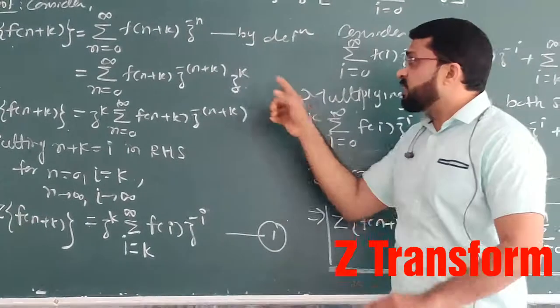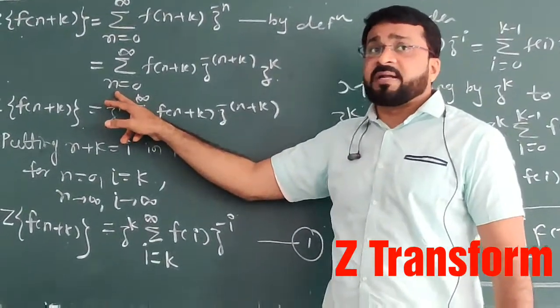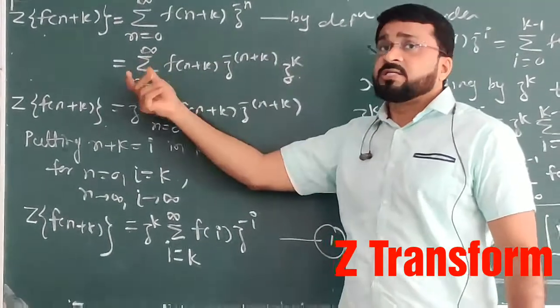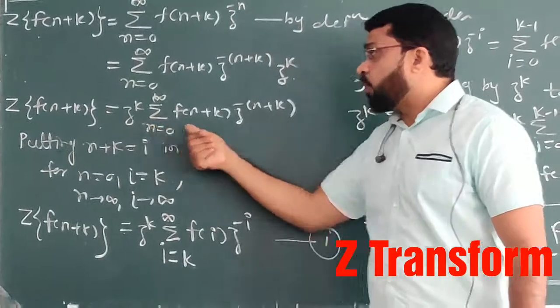ठीक है? Now this z to the power k is independent of n. So that's why we can take outside of this summation sign this z to the power k. तो उसको बाहर निकाल लेंगे z to the power k को बाहर. So we have this quantity now.